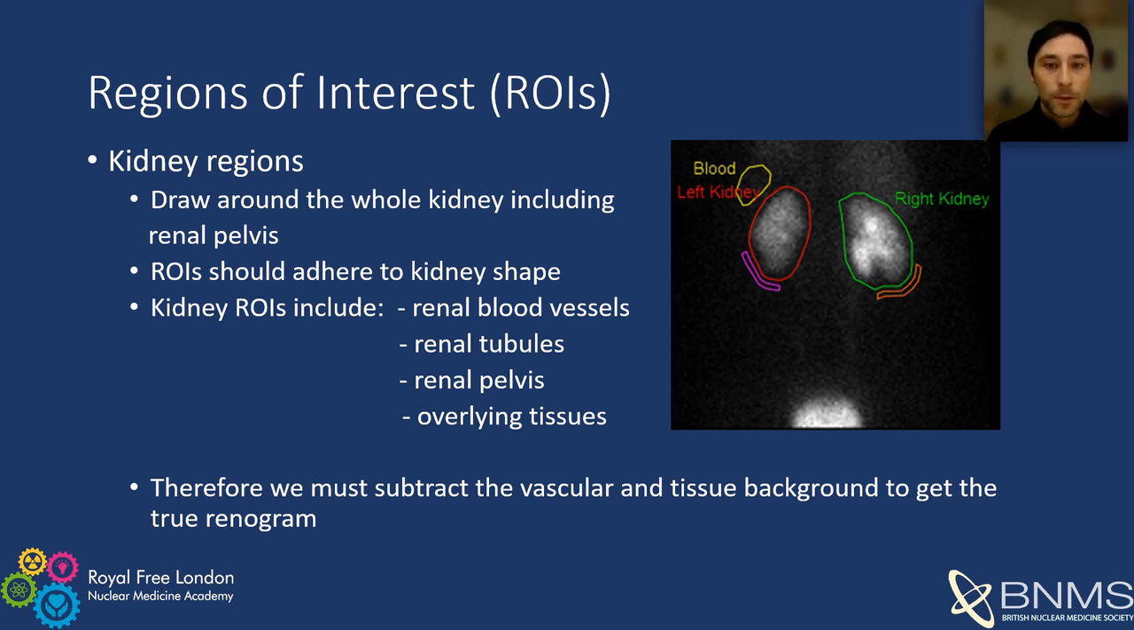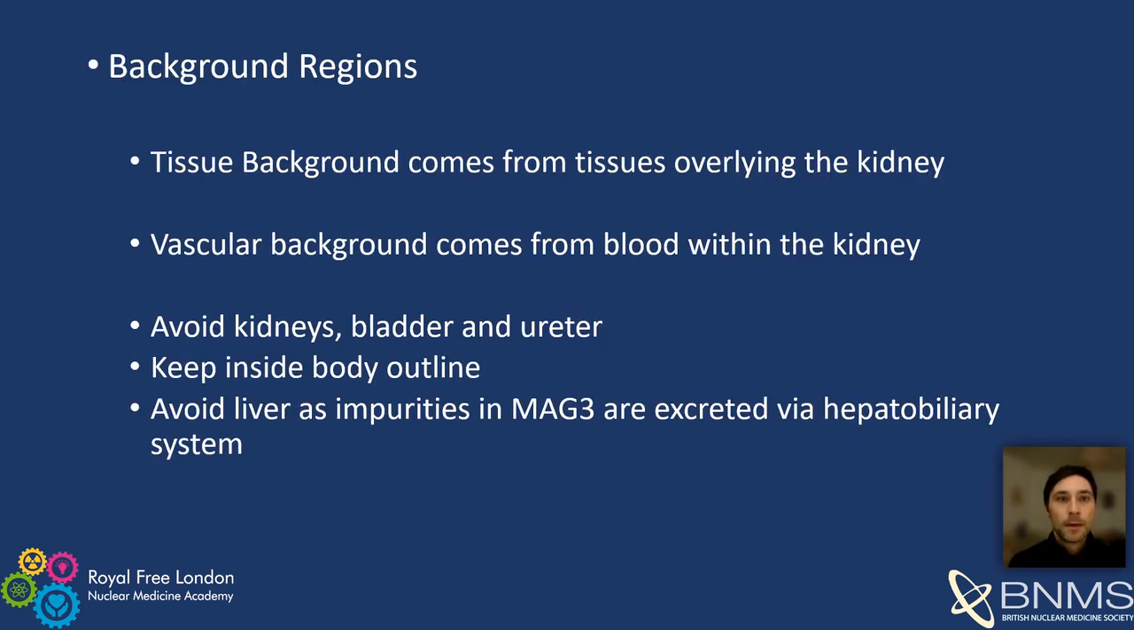Kidney ROIs are composed of counts from the renal blood vessels, renal tubules, renal pelvis and overlying tissues. In order to get an accurate renogram and relative function, we must subtract the vascular and tissue background activity so that we are left with the true kidney activity. Tissue background comes from tissues anterior and posterior to the kidney, and it is considered the same bilaterally, with activity increasing over the first few minutes.